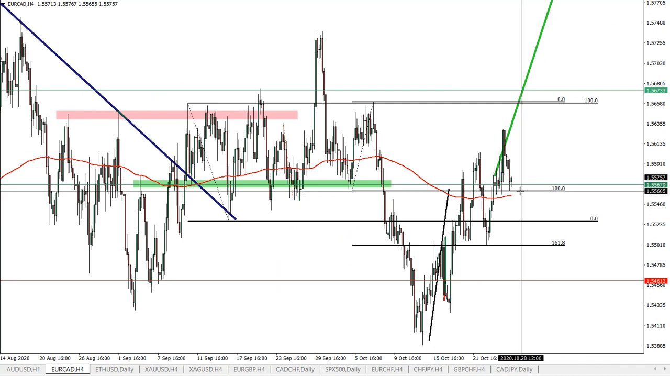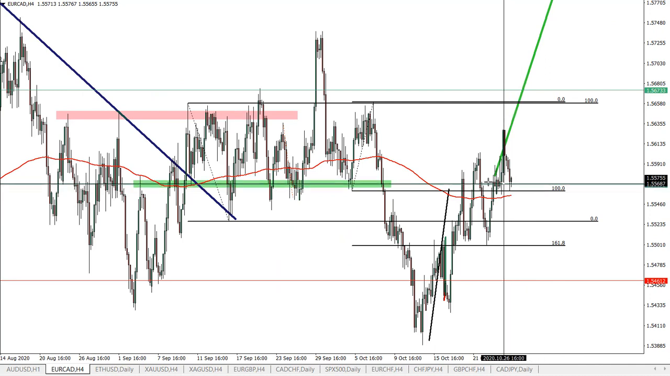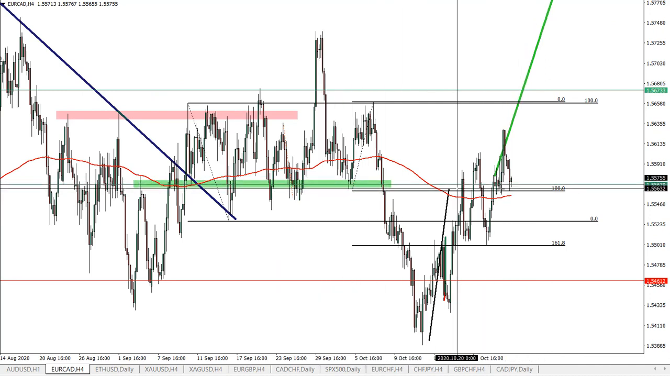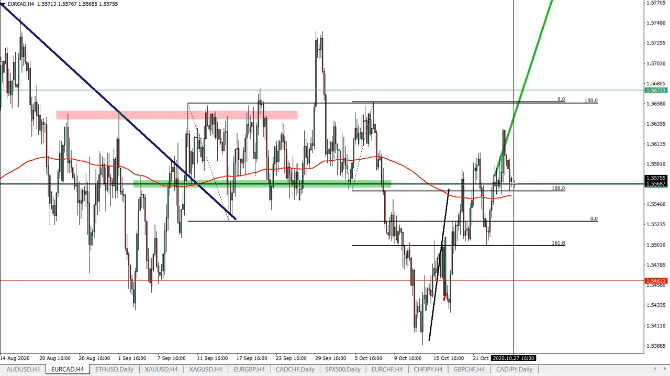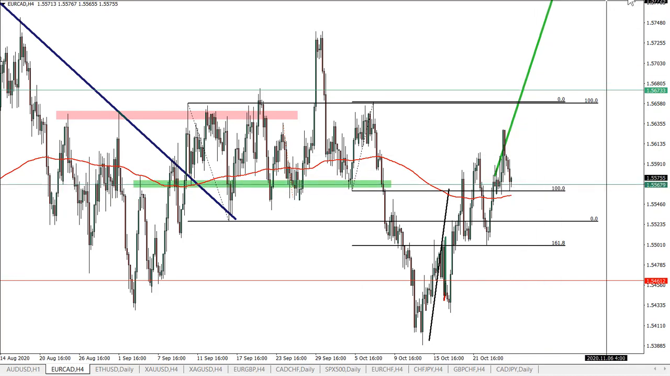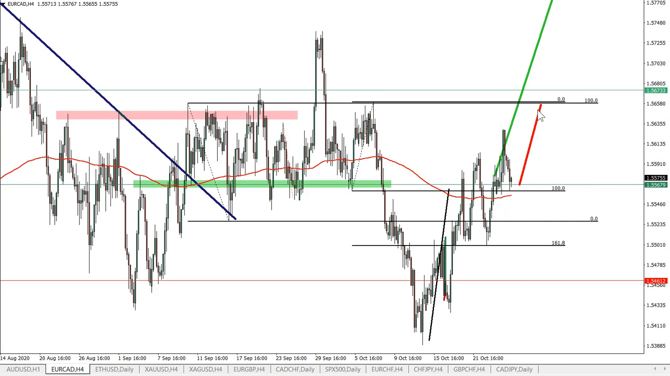Euro Canadian has reached this support once again. It is in the support area, and this could be the starting point of yet another upside move. So something like that I would expect starting from today. Maybe later on there will be some consolidation, maybe there will be a retest of the moving average, although this is the support zone and it should be very interesting for buyers.